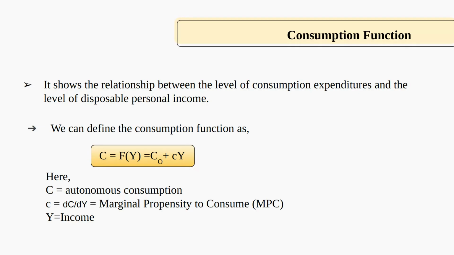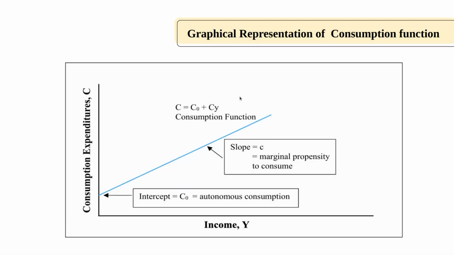Let's see the consumption function graph. Here the x-axis denotes the income, the y-axis denotes the consumption expenditure, and we get a straight line. Here the slope is equal to C.